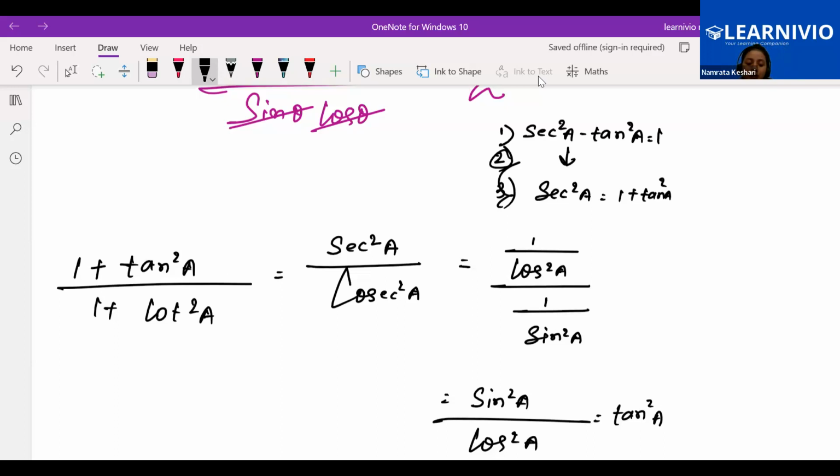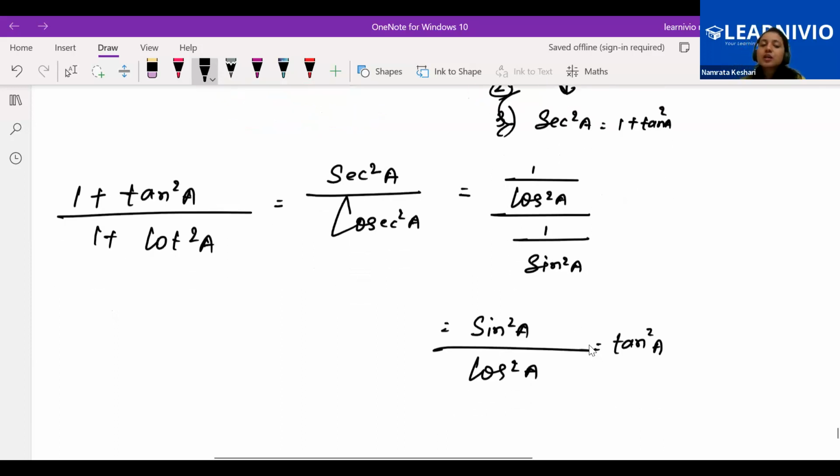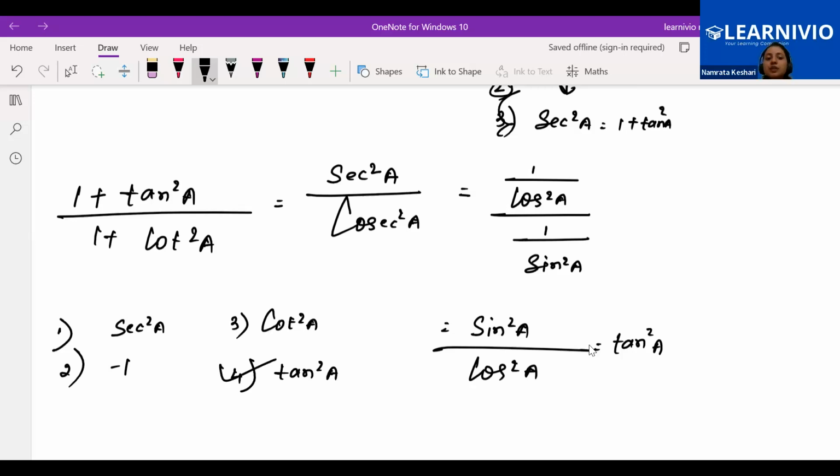However, while writing the question, I must mention the option so that it will guide you. So yeah, here options are like this. Option number one, sec square A. Option number 2, minus 1. Option number 3, cot square A. And option number 4, tan square A. So we will say that option 4 is the correct option.